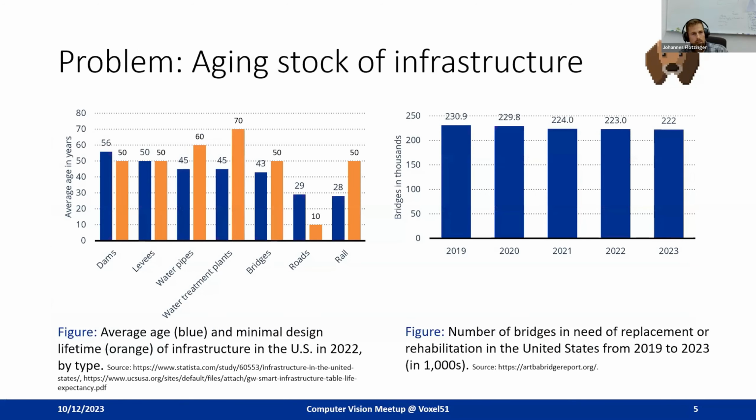So our infrastructure has a problem. On the left side, you can see the average age of infrastructure types in blue and their minimal design lifetime in the US in 2022. Nearly all infrastructure types reach the end of their lifetime, as you can see, in the near future. With growing age, it is also more likely that defects occur.